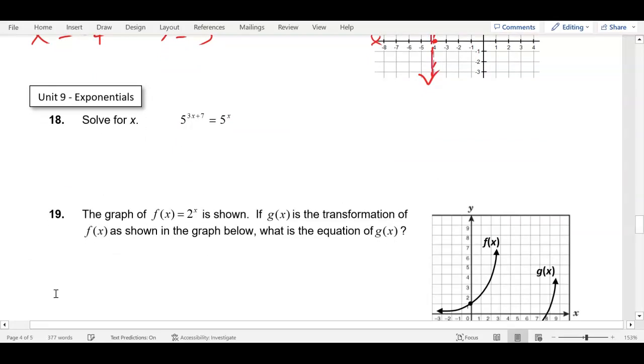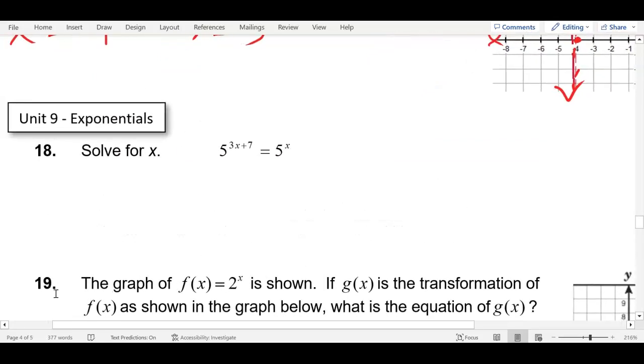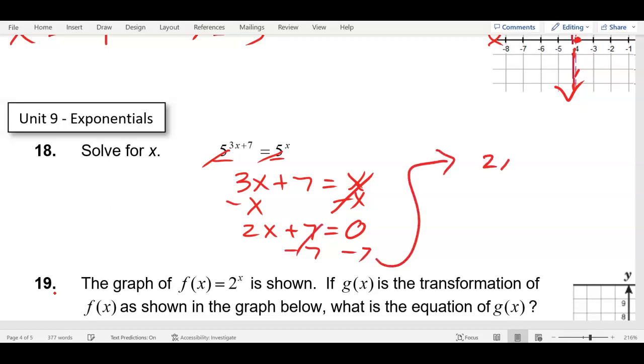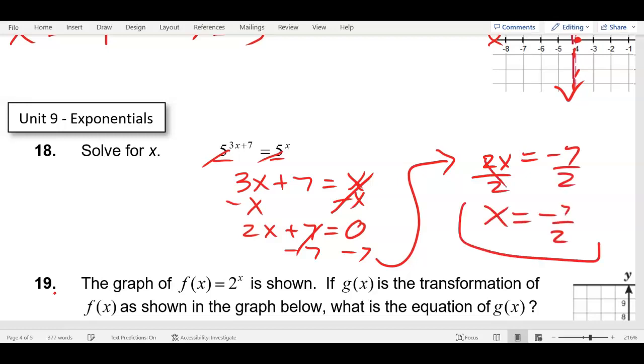Number 18, solving for x. If they have the same base, you can eliminate the base and just write the exponents equal to each other, and then solve. I get rid of the smaller x, -1x, -1x. I get 2x plus 7 equals nothing, which is 0. Get rid of the loner, -7, -7. That gives me 2x equals -7. And then I can divide by the coefficient to get my answer.